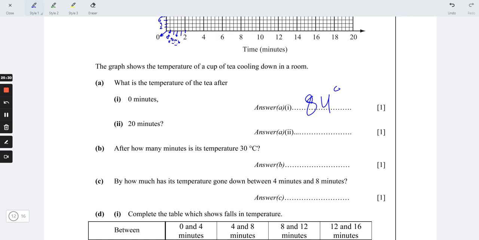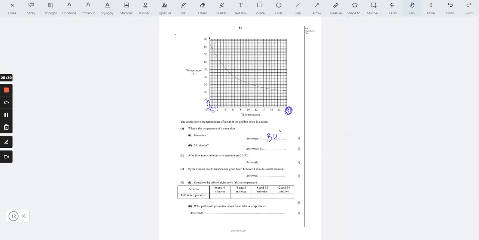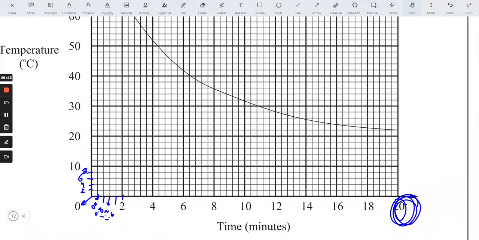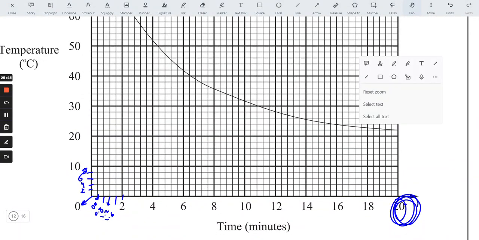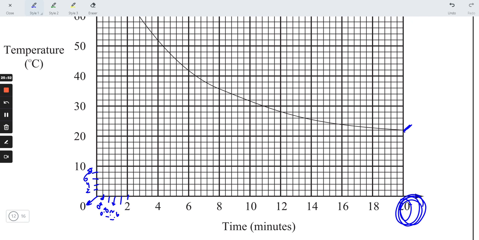Now after 20 minutes, we will check it. After 20 minutes, which is this part here, we will reach it here, 20 to here. So it has 22 degrees.